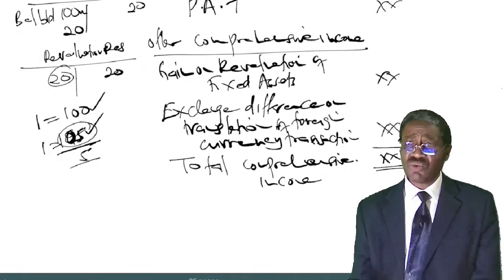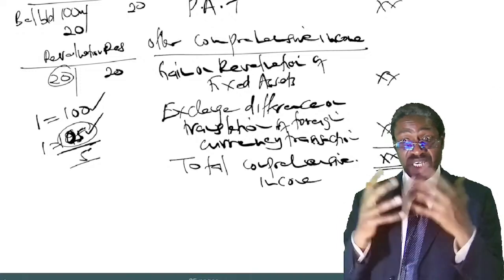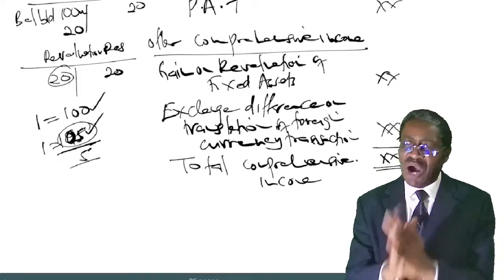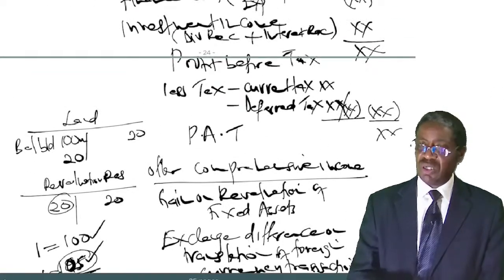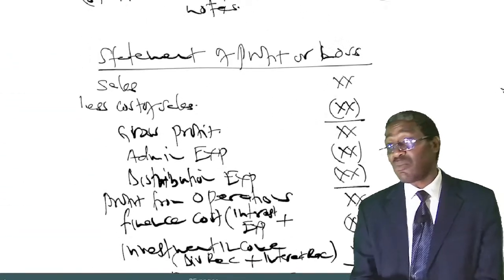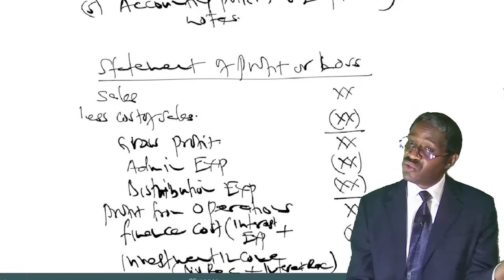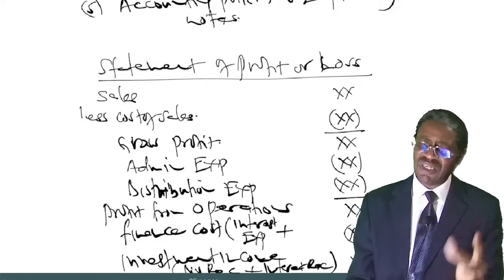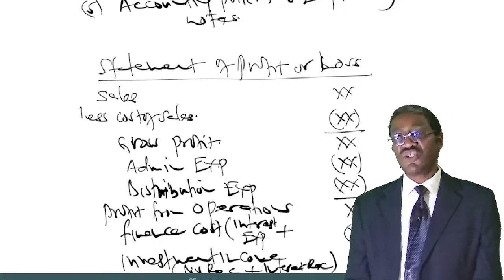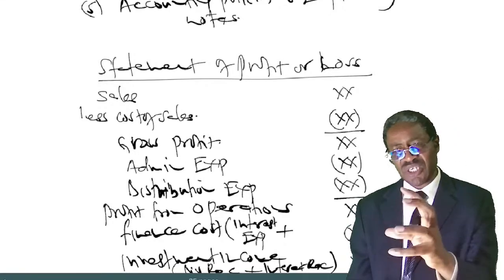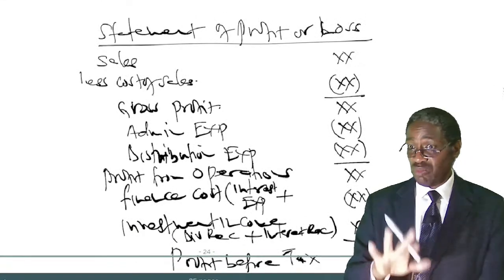So I've taken you through, in an overview, not in details, how to prepare a statement of profit or loss and other comprehensive income, or what some questions will call statement of comprehensive income, or income statement, whatever the examiner will call it, so long as it's a question on published accounts. How do you prepare the income statement or the statement of profit or loss? Let me go through it once more before we proceed.